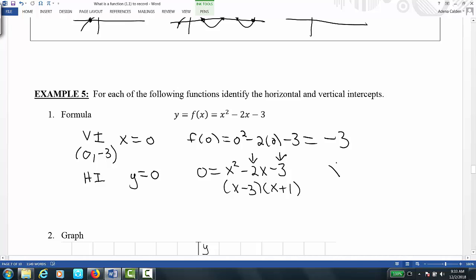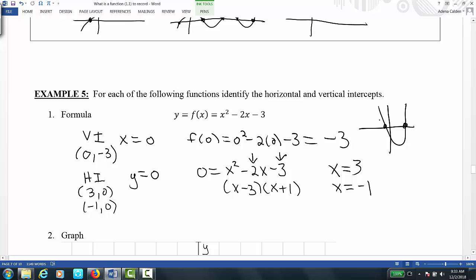So that tells me that I have two places where my function's going to intersect my horizontal axis, at x equals 3 and x equals negative 1. So here I have two horizontal intercepts. So those points are going to be (3, 0) and (negative 1, 0). And if you remember from earlier, we did graph this, and this function looked like this.